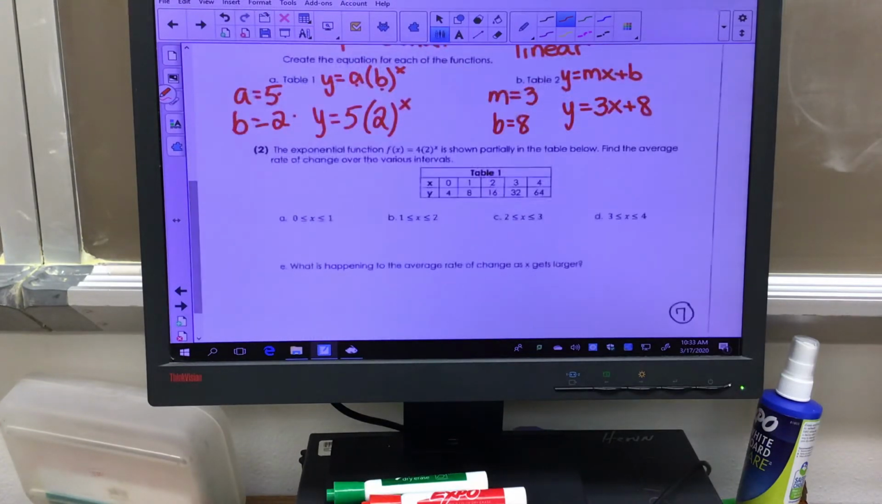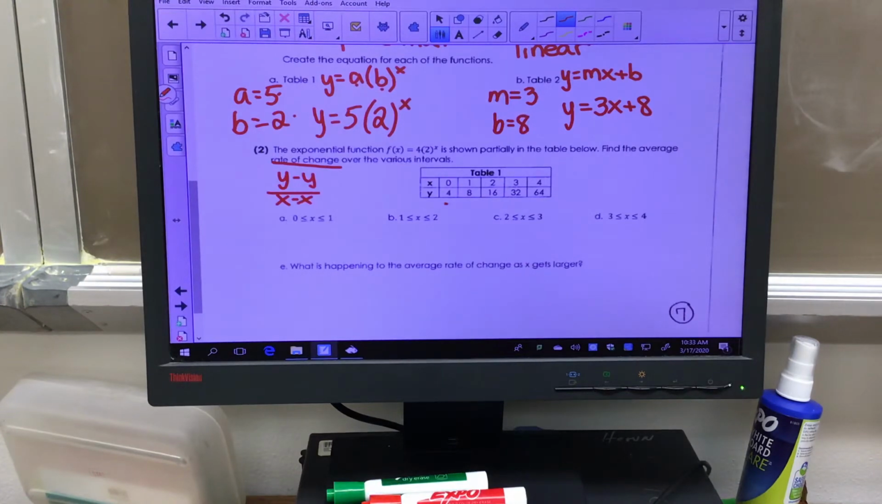Second example: the exponential function f of x equals 4 to the 2x is shown partially in the table below. Find the average rate of change over the various intervals. So they tell me what they want me to find the rate of change for. Remember, our formula for rate of change: y minus y over x minus x.